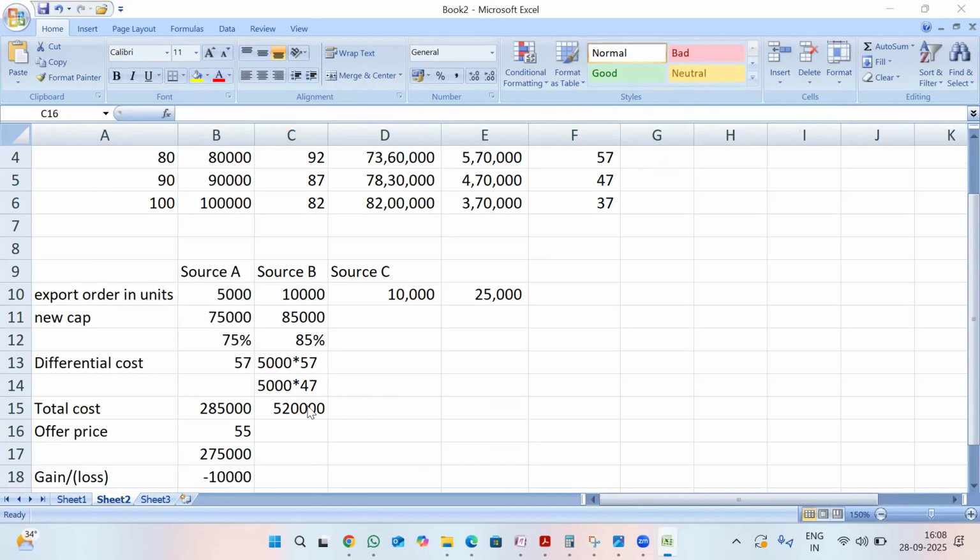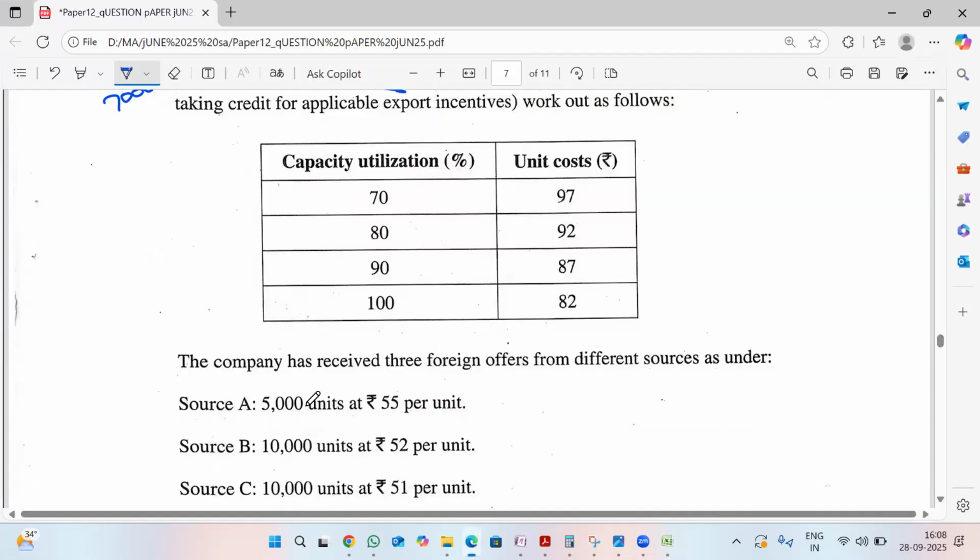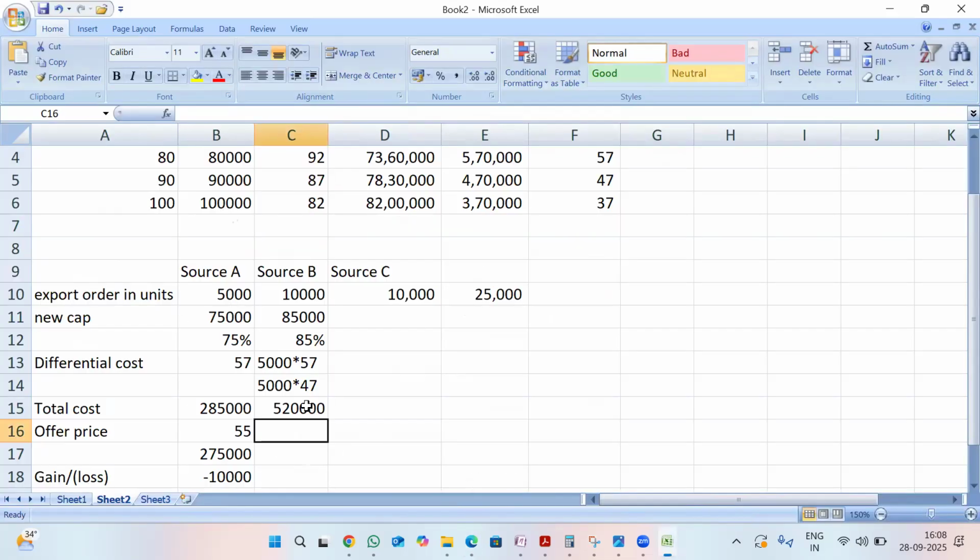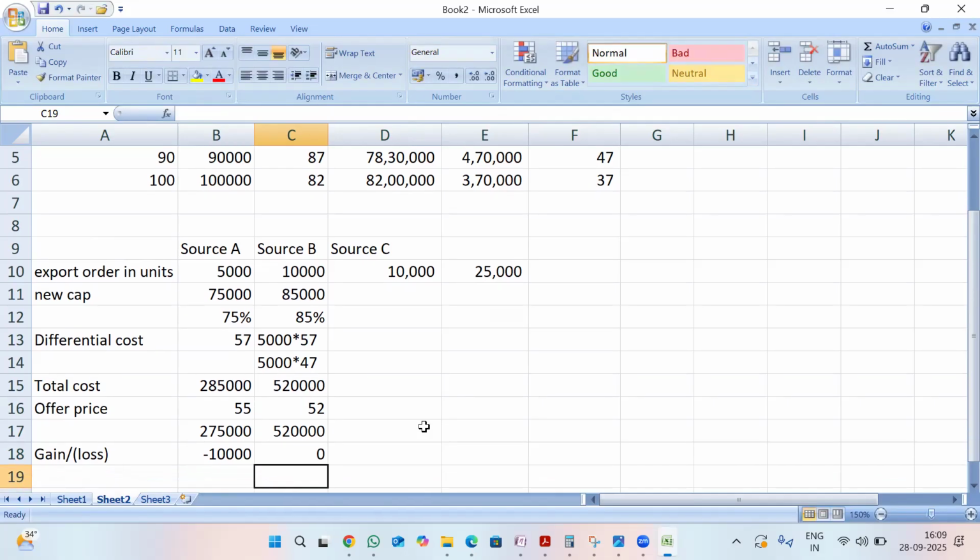Okay. What is my offer price here? 52 rupees per unit. That means for 10,000 units I will be getting 52 rupees each. That is 5,20,000. Here in this case, I won't incur any profit or loss. So my profit or loss will be 0.